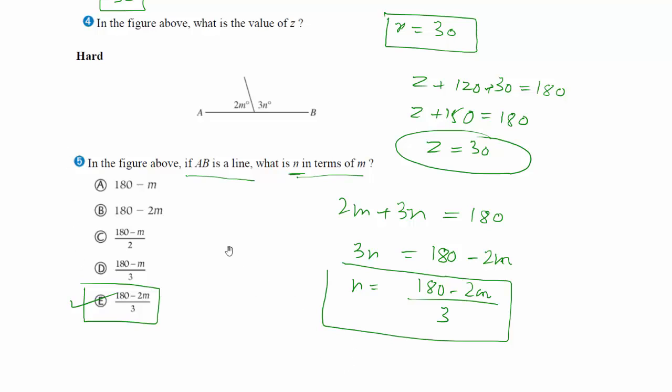So this was all related to vertically opposite angles, linear pair, and the sum of the angles of a triangle. Now let us see a little more geometry skills in the next video.